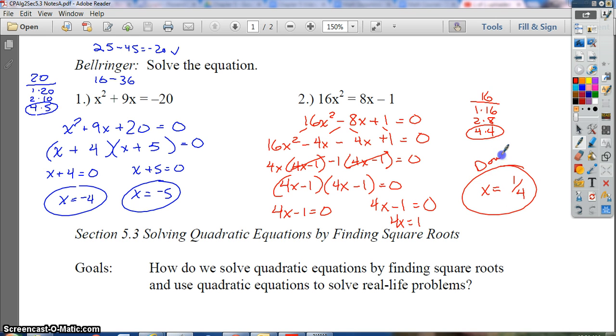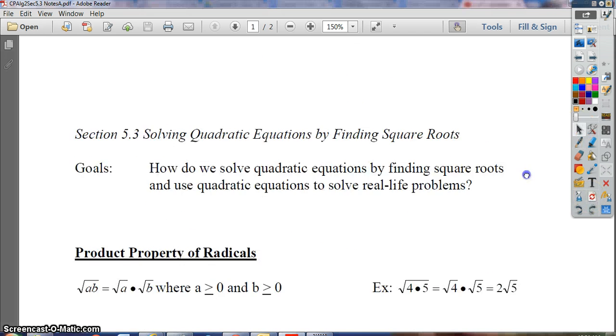This is a double root. Why do we say it's a double root? Because it's there how many times? Once, twice. Okay, so we are now finished with 1 and 2. Let's go ahead and jump into our essential question.